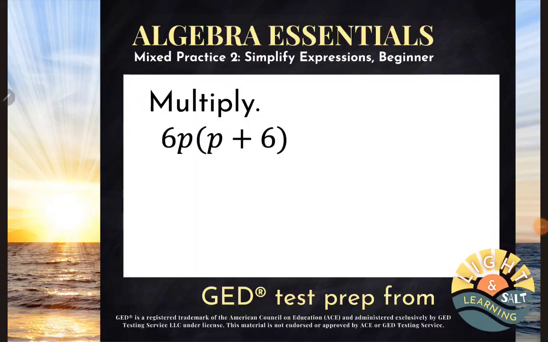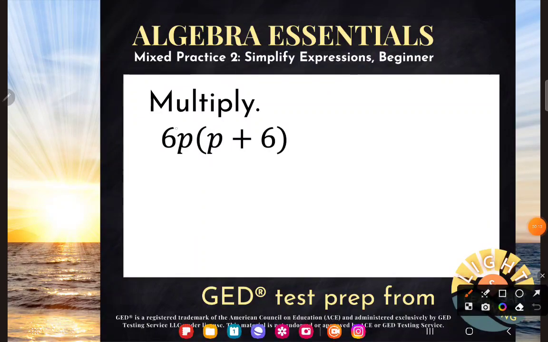Hello, algebra students. Directions here say multiply, and I say they probably didn't need to specify that we need to multiply because we should be able to tell that that's what's going on here. Notice how the 6p is shoved up against the p plus 6. That p is multiplying that grouping.